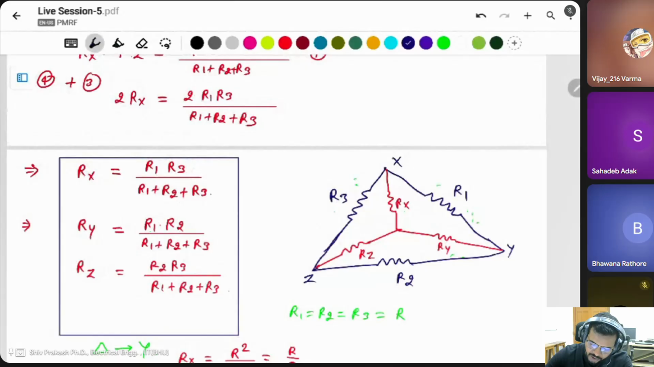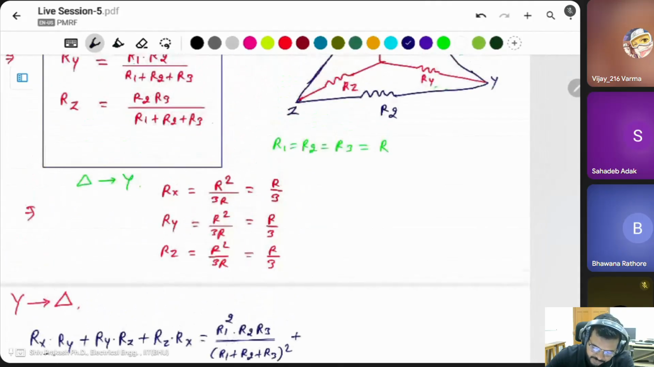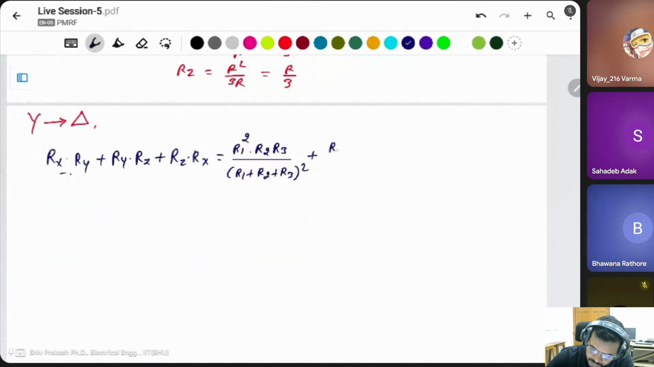This will be R1 square into R2 R3 divided by (R1 plus R2 plus R3) square, these two, plus for Ry Rz, the multiplication of these two, it means R2 square R1 R3 divided by the same (R1 plus R2 plus R3), because all the denominators are the same.